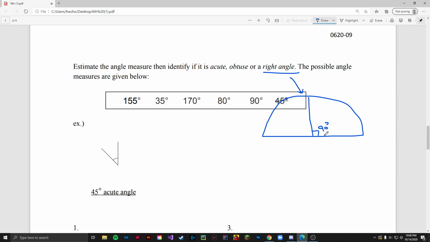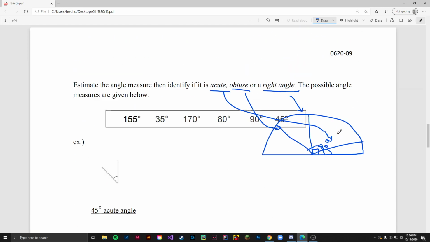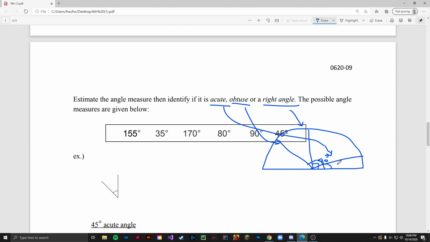Anything bigger than this, so like this, is going to be an obtuse angle. Anything smaller, like this, is going to be an acute angle. In terms of numbers, what does that mean? That means this is going to be like 20. This is going to be less than 90. This number is going to be greater than 90, like 110.